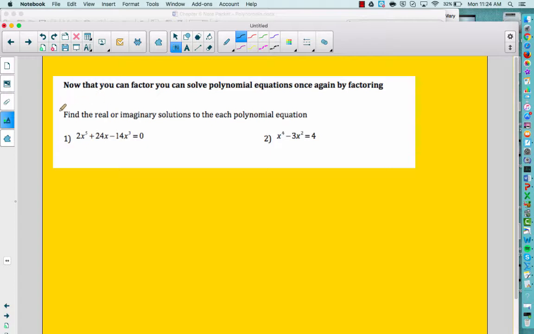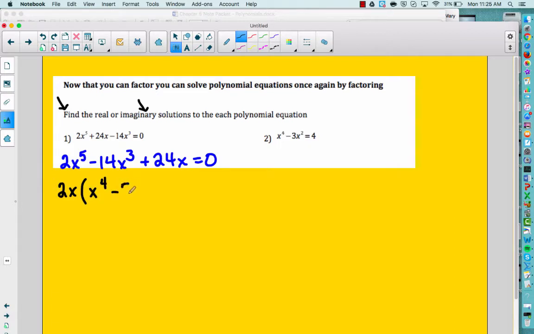Now, the directions say find the real or imaginary solutions, because we can get imaginary solutions to a polynomial. The first thing we're always going to want to do is look at our polynomial and write it in standard form. So I'm going to rearrange in descending order by exponent and set it equal to 0. Then I'm going to take out the GCF, because greatest common factors first. So we take out a 2x and I'm left with x to the 4th minus 7x squared plus 12.